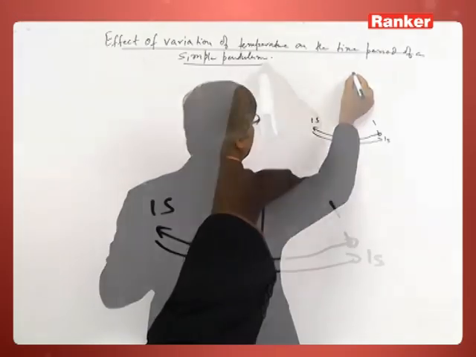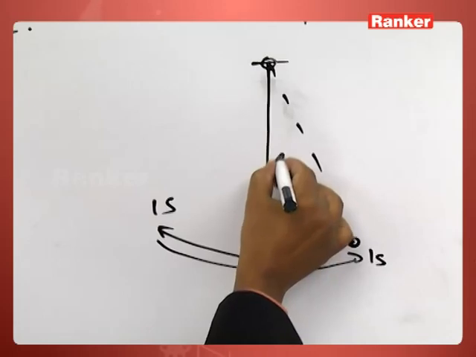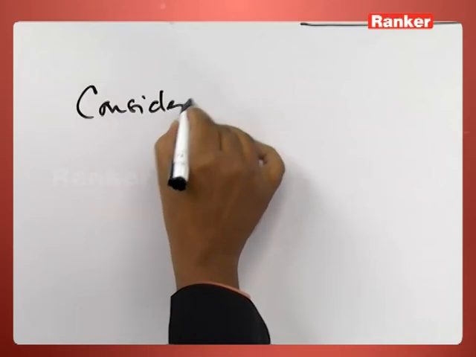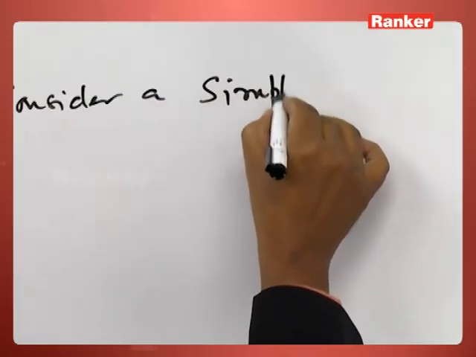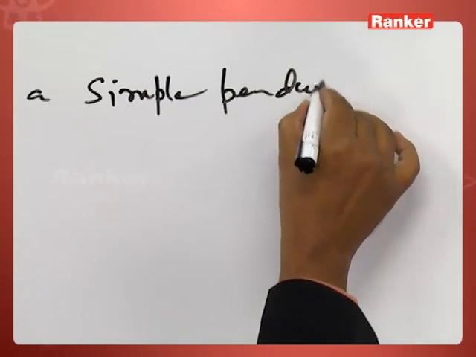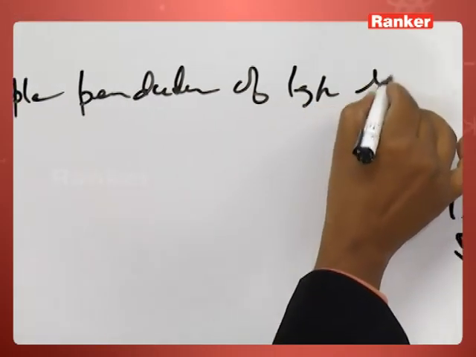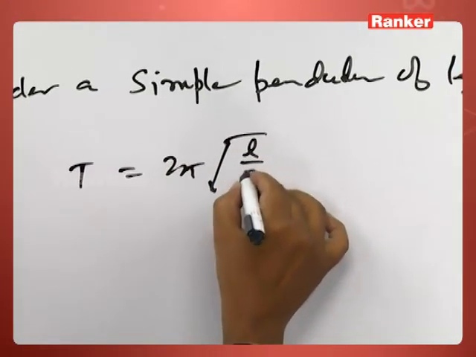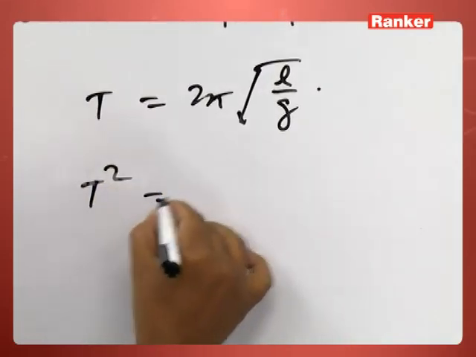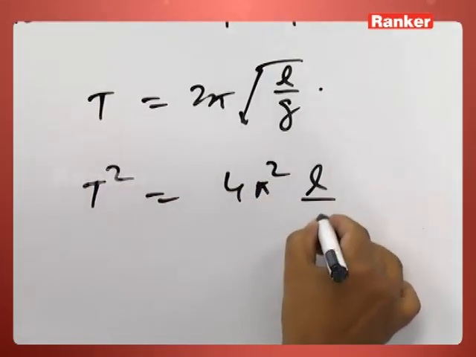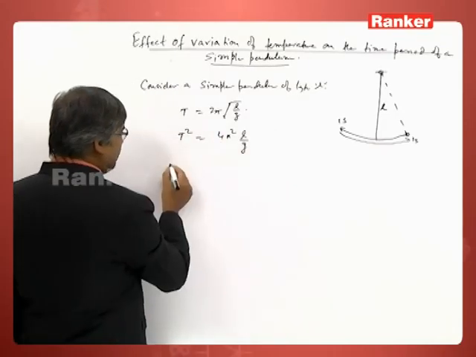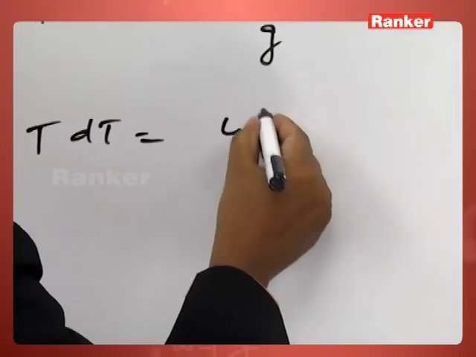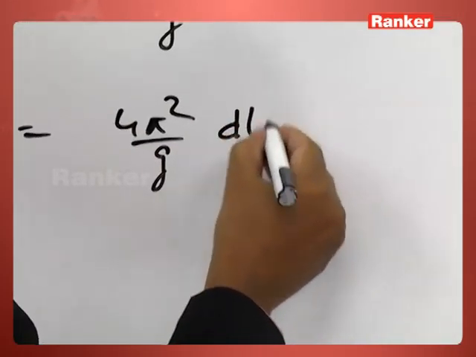So, first of all let us do some general analysis. This length is L, suppose. So, consider a simple pendulum of length L. Its time period is given by 2 pi root over L by g. If I take T square, it will be 4 pi square L by g. Now, if I differentiate it, I will get 2T dT is equal to 4 pi square by g dL.